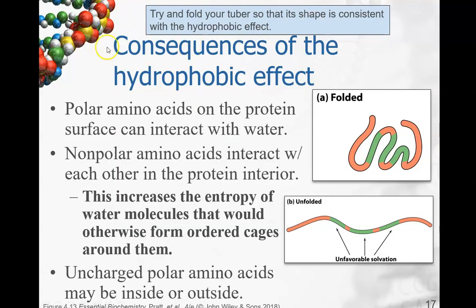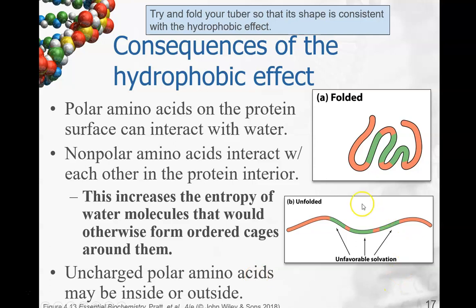So when we had our tubers in class, I showed you the diagram where the tuber is folded, so its shape is consistent with the hydrophobic effect. And again, this is from our textbook. If you have, say, this green region right here that consists of nonpolar amino acid side chains, the protein is going to fold so that the nonpolar amino acids are on the inside away from water, because water does not interact with it favorably. And then the orange over here represents polar amino acid side chains that can form favorable interactions with water.